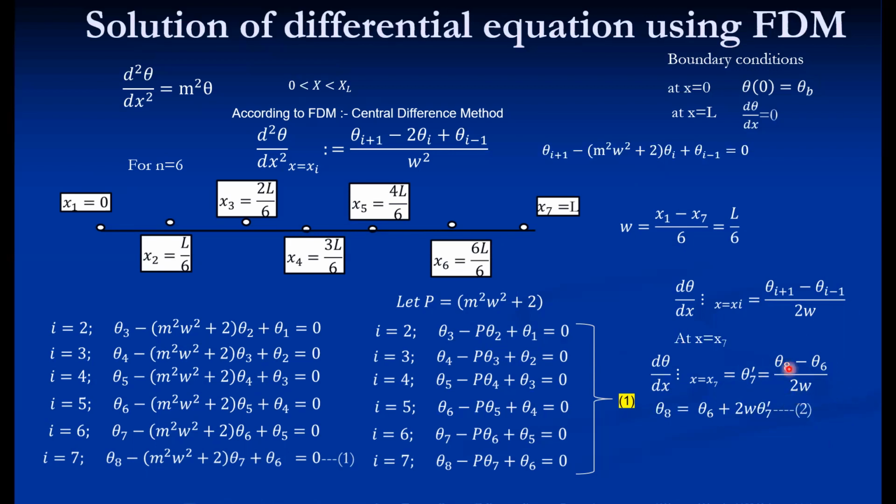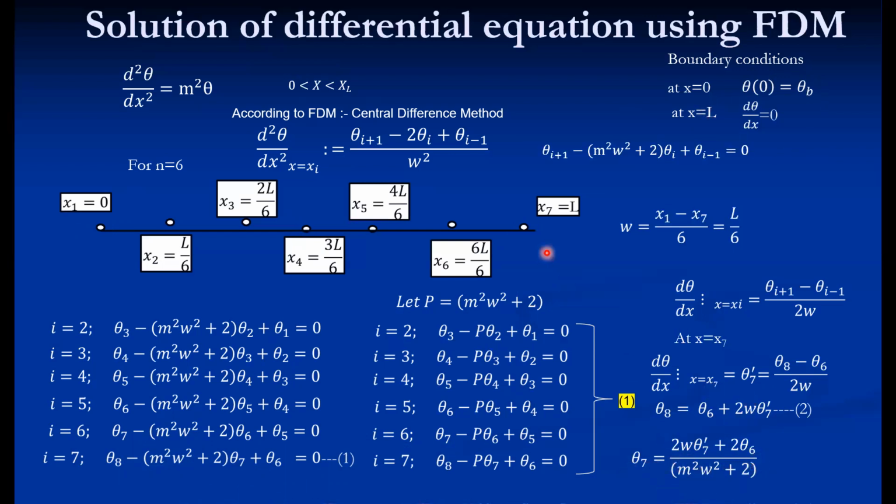Now, if we resolve for θ8, we can have this equation. This is equation number 2 and this is equation number 1. By putting this in place of θ8 and resolving for θ7, we get θ7, because θ7 is the boundary condition, the value of θ at x is equal to L. So we are getting this expression.